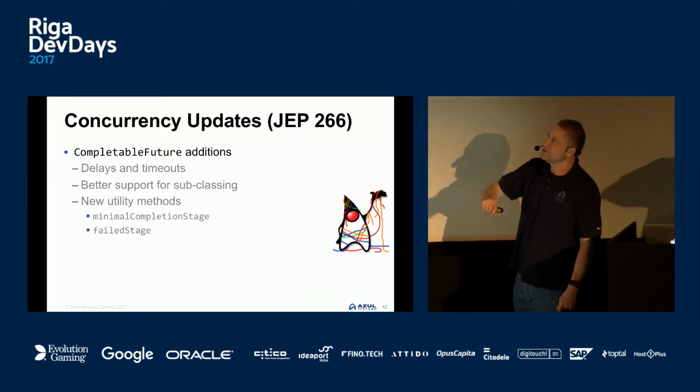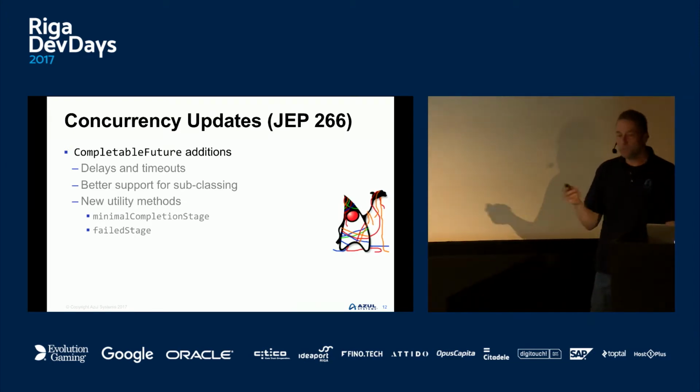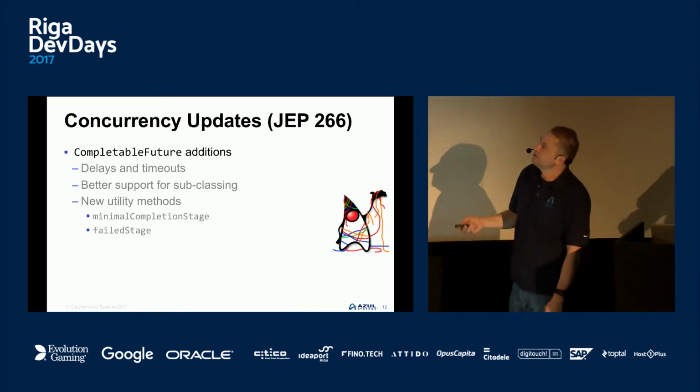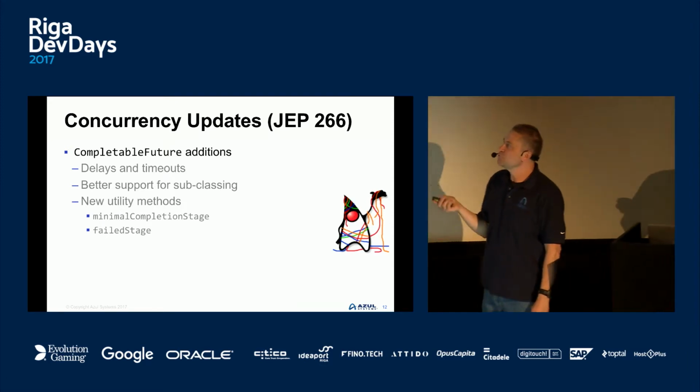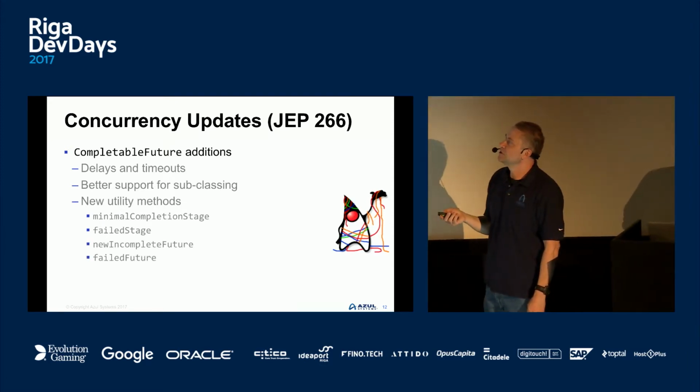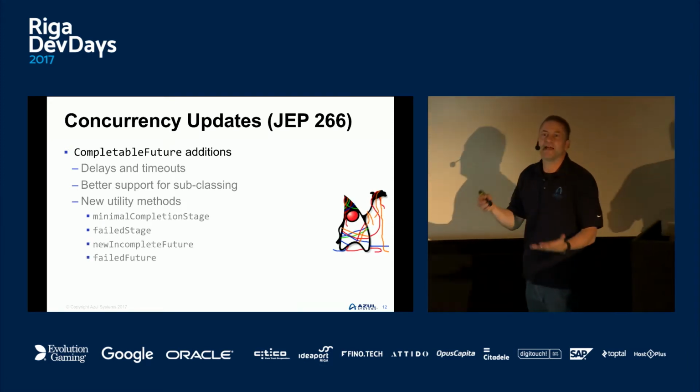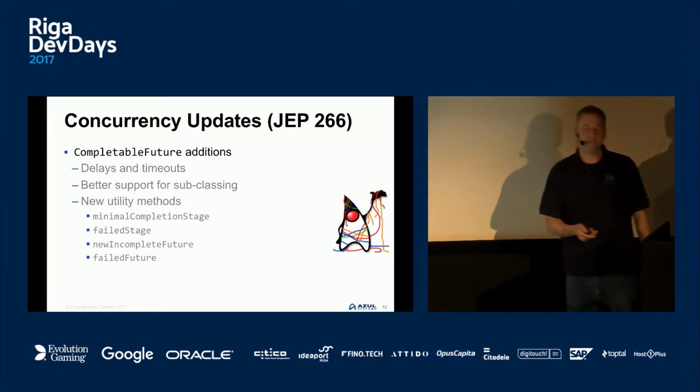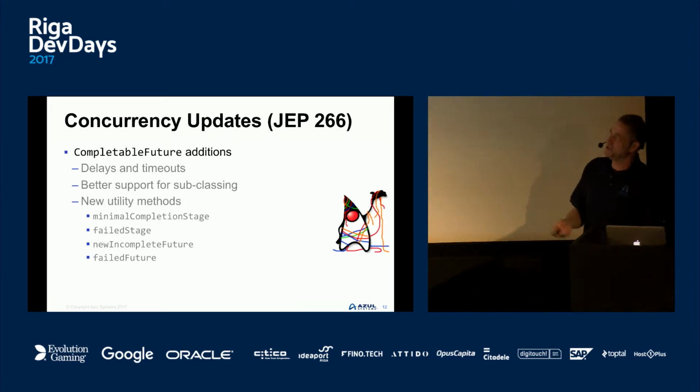There are a couple of new utility methods that are included, so there are things like a minimal completion stage, there's a failed stage, and two methods that I particularly like, which are new incomplete future and failed future. So just as a thing there, you can have a failed future.